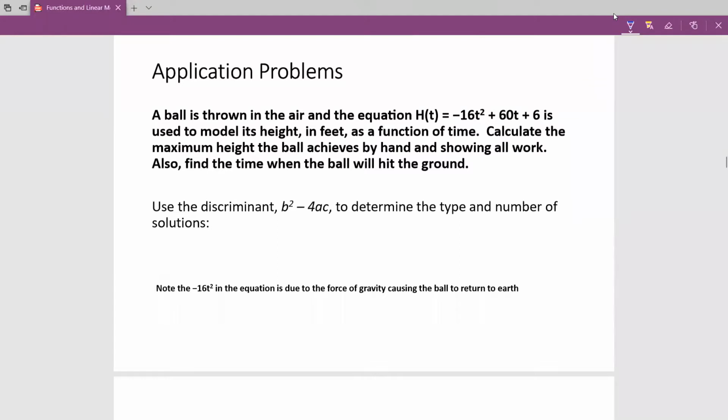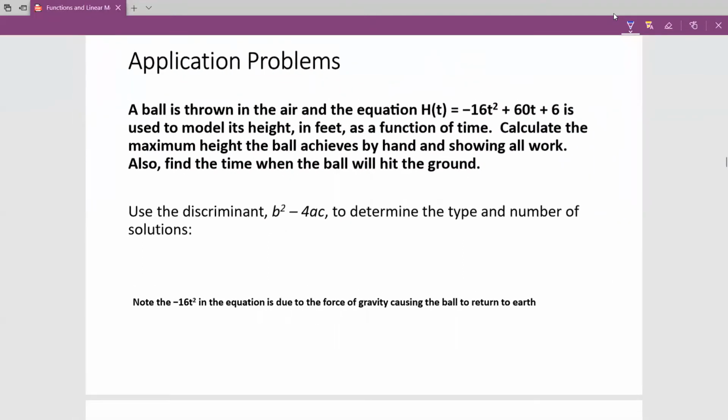Now let's go to an application problem. A ball is thrown in the air, and the equation for the height that the ball reaches is given by minus 16t squared plus 60t plus 6. This is a height in feet as a function of time. So it's not a function of x, it's a function of t. We want to calculate the maximum height the ball achieves, show all our work, and find the time when the ball will hit the ground.